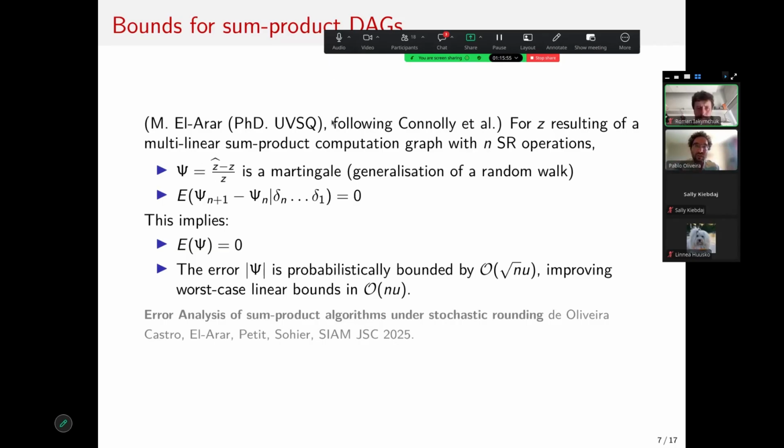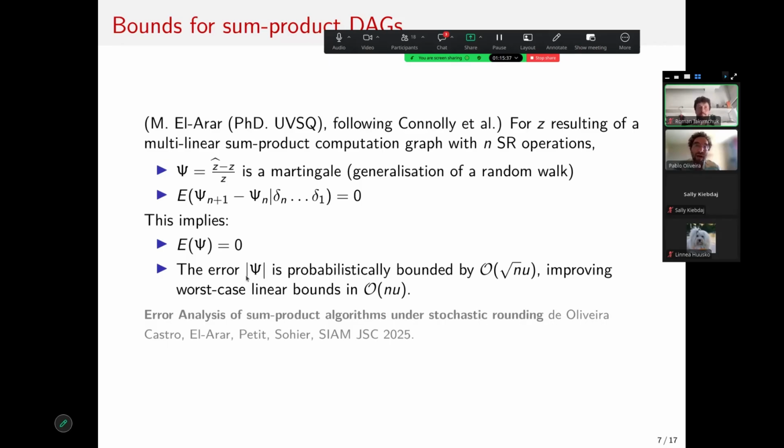If you have this kind of computation graph, then in fact, you can show that the total error of the algorithm is a martingale, which is a generalization of a random walk. And this has very powerful properties. We can show that actually the total computation error is unbiased.